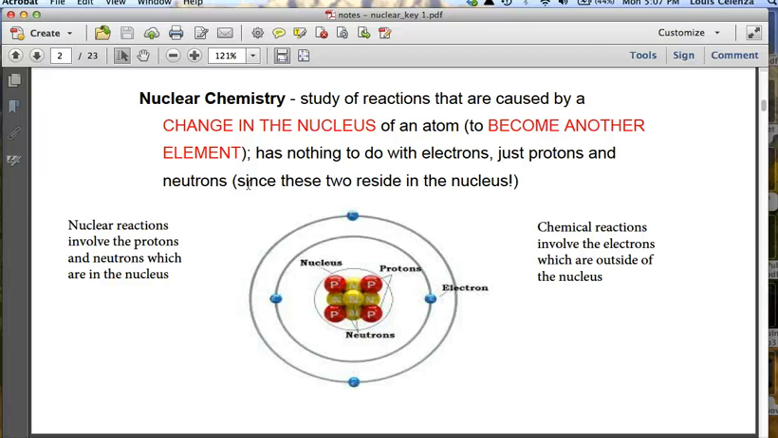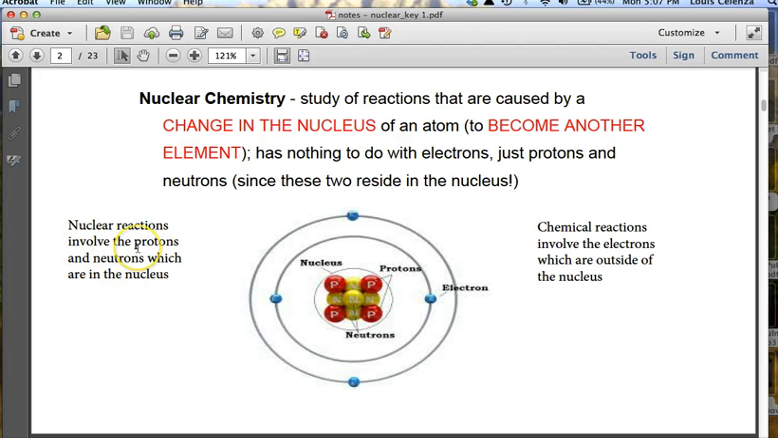Now, you should be able to understand the difference between a nuclear reaction, which is what we're talking about in this unit, and a chemical reaction, which is what we've done up until now in the course. A chemical reaction involves only the electrons. So if you look at this model of the atom, chemical reactions involve only electrons, and mainly the valence electrons, which are the electrons furthest away from the nucleus.